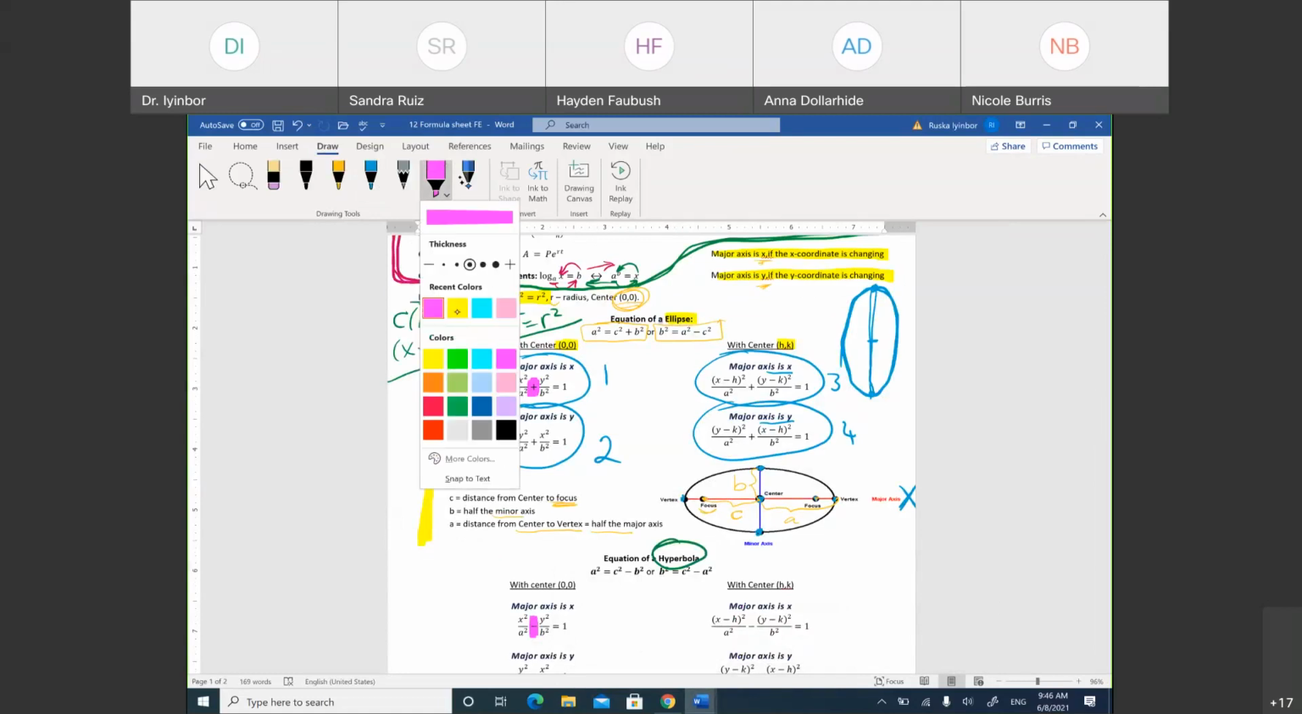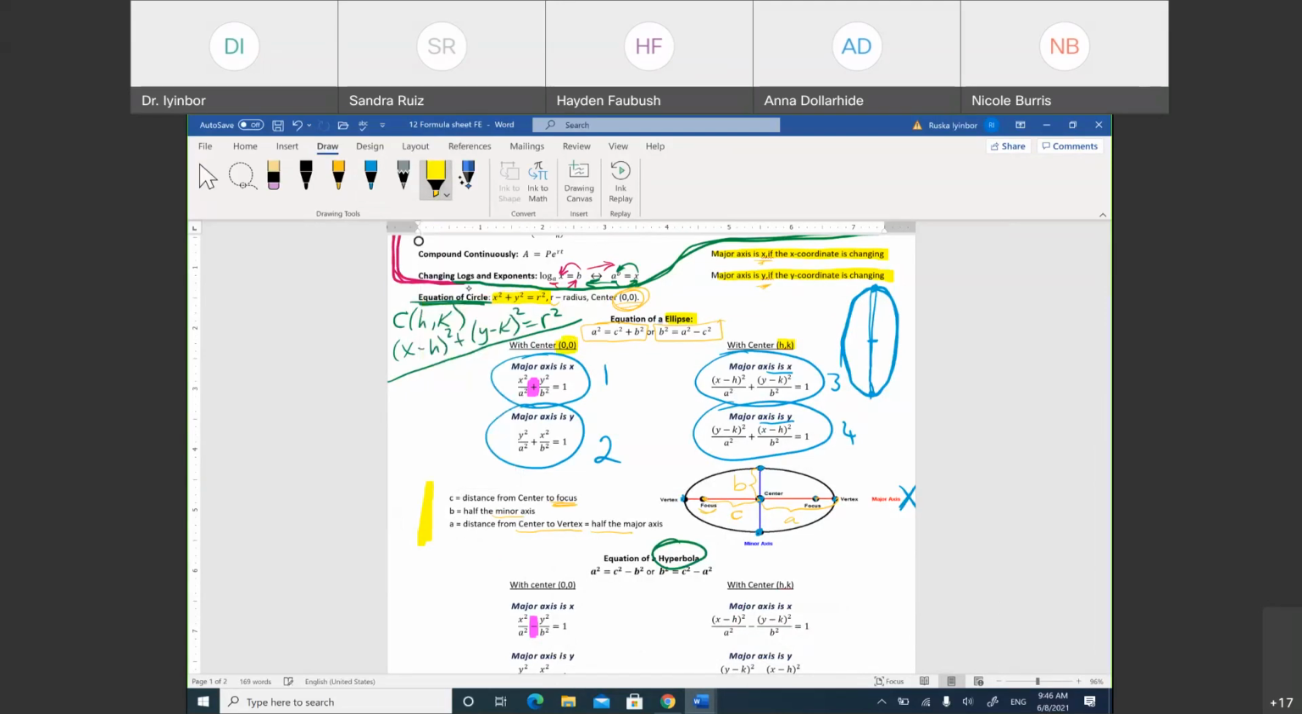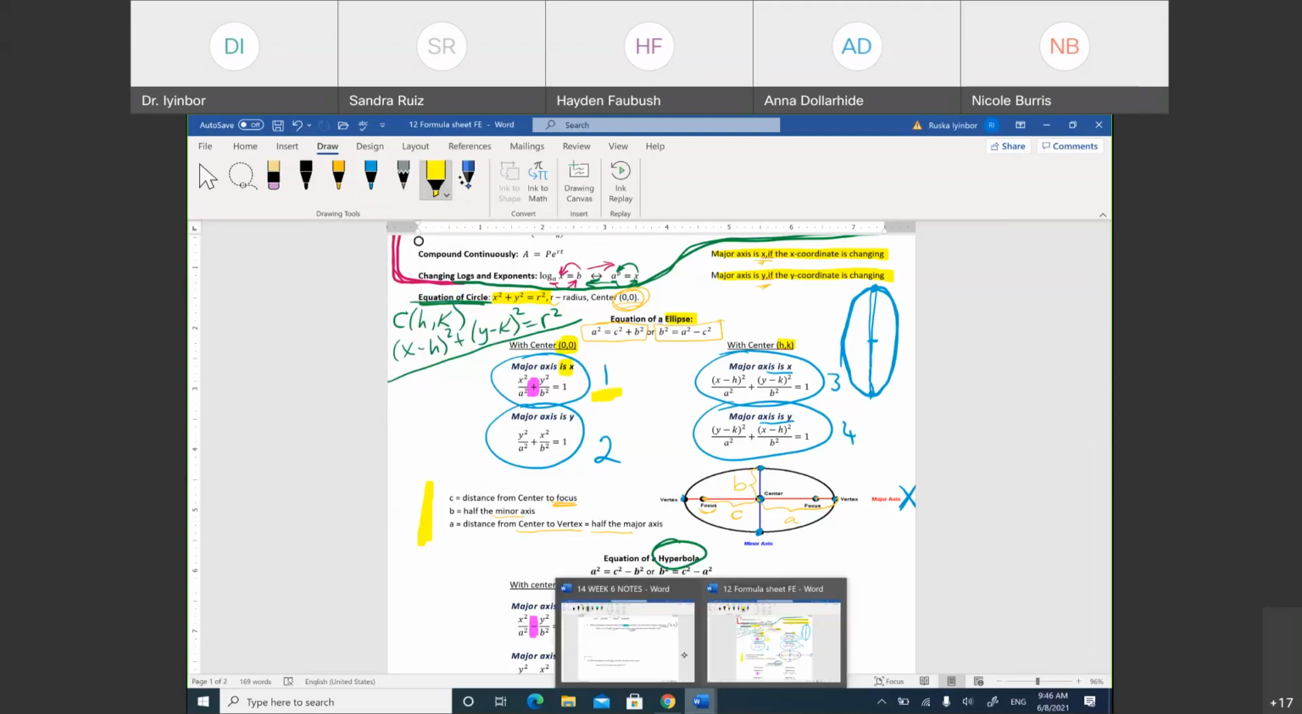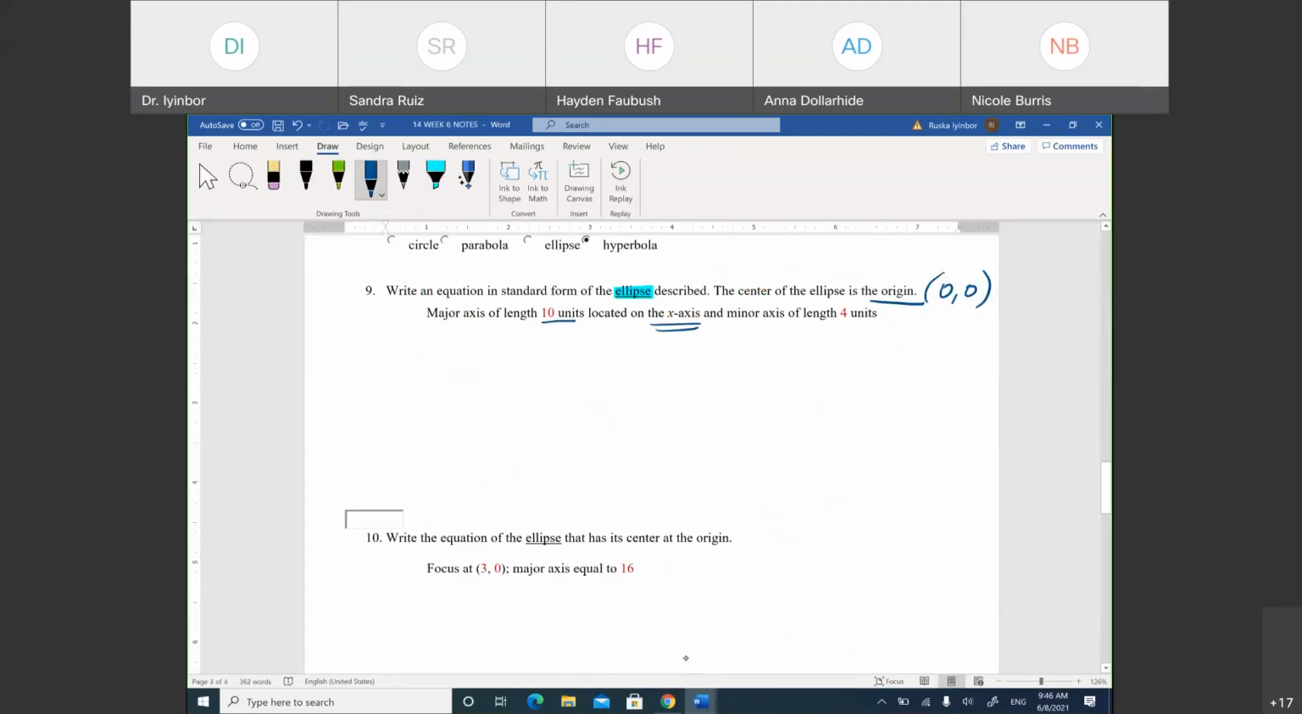Because you have center 0, 0, major axis x, using equation 1. I'm going to copy that equation here because that's how my answer is going to look. The equation is going to be x squared over a squared plus y squared over b squared equals 1. Now in this formula, I have to replace a and b. What is a and b?